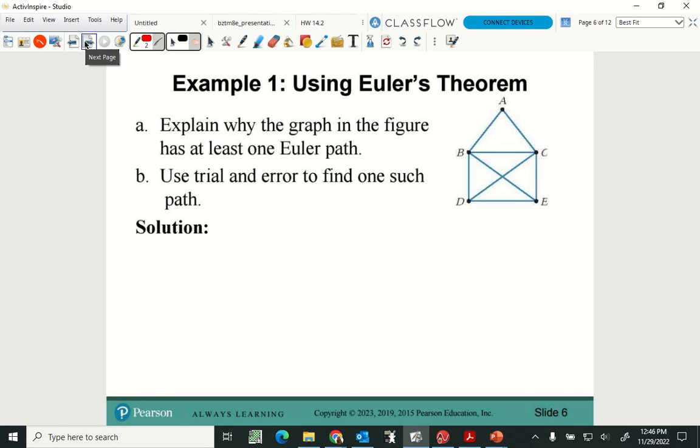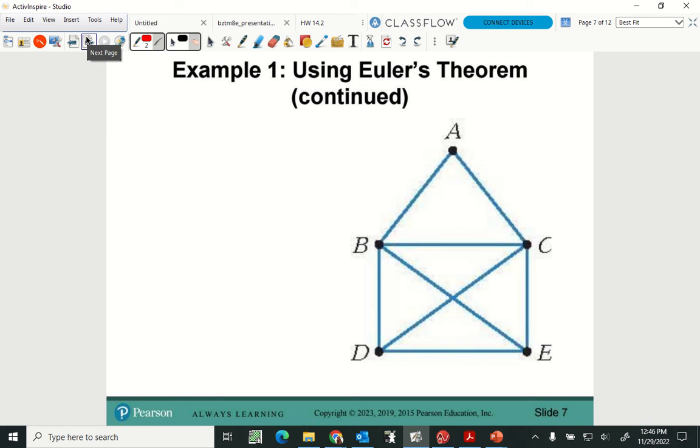Now, explain why the graph in the figure has at least one Euler path. Use trial. So, I got a nice big one right here. Let's go through and start numbering these. We look to see what is the degree at each vertex. Starting at A, that is 2. B, is it 3 or 4? 4. C, D, E.